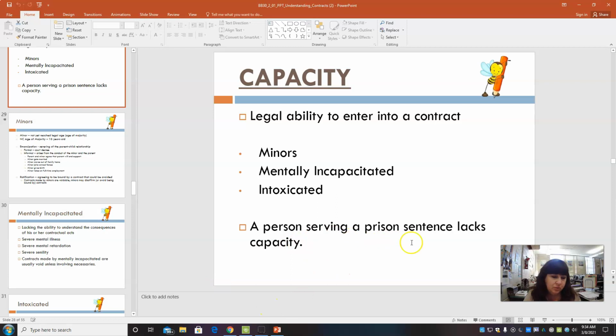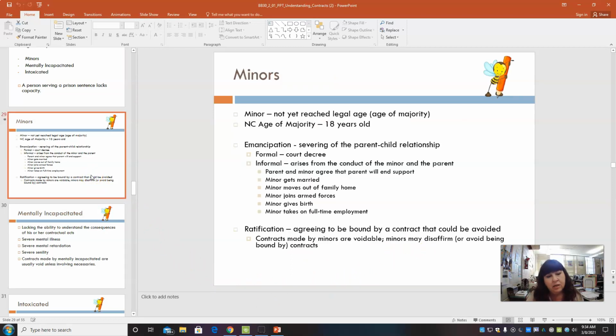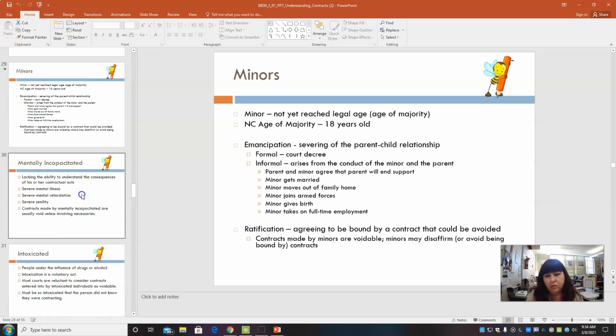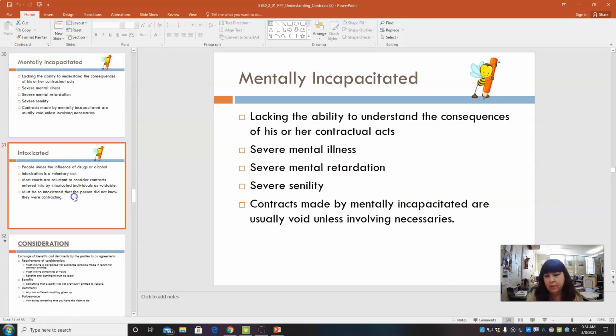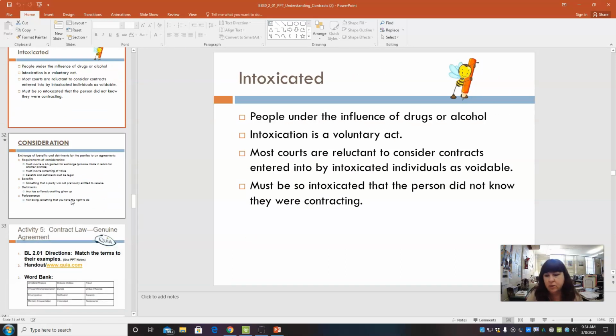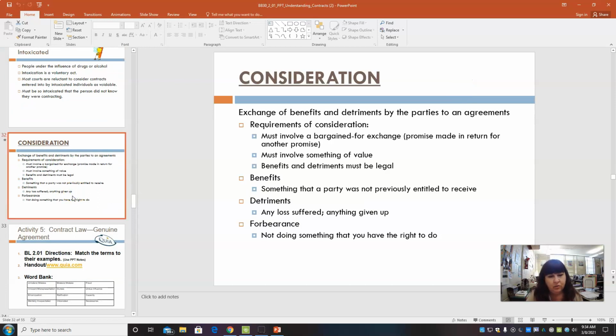They do mention here a person serving a prison sentence. They also cannot enter contracts. Then it goes on, it talks about minors, it talks about the mentally incapacitated, it talks about intoxication. And next you have consideration.